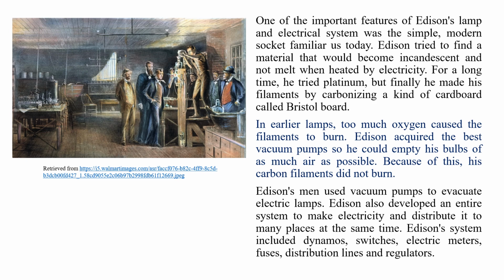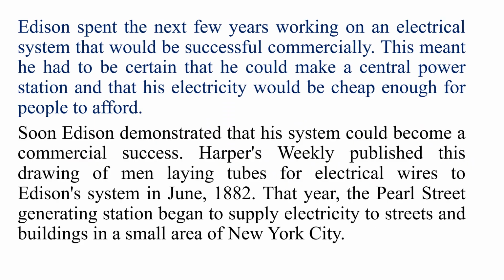Edison also developed an entire system to make electricity and distribute it to many places at the same time. Edison's system included dynamos, switches, electric meters, fuses, distribution lines, and regulators. Edison spent the next few years working on an electrical system that would be successful commercially. This meant he had to be certain that he could make a central power station and that his electricity would be cheap enough for people to afford. Soon Edison demonstrated that his system could become a commercial success. Harper's Weekly published his drawing of underground tubes for electrical wires for Edison's system in June 1882. That year, the Pearl Street generating station began to supply electricity to streets and buildings in a small area of New York City.